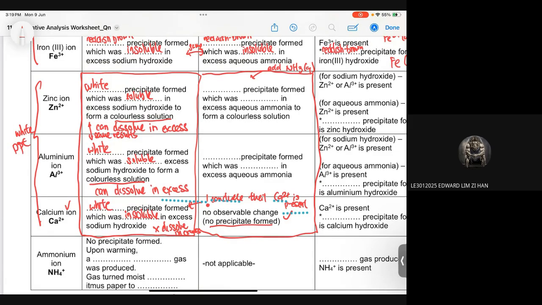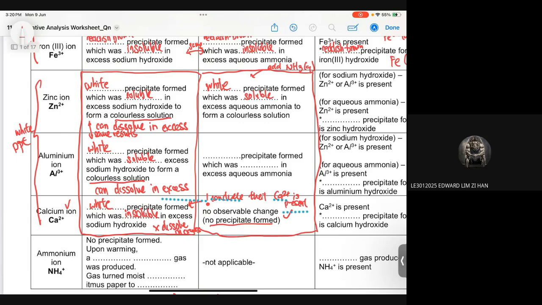Let's start from zinc. So for zinc ion, if I add aqueous ammonia, you're going to get a white precipitate formed. And this white precipitate is soluble in excess to give a colorless solution. So this one can dissolve in excess. So you realize for zinc, it is the same across both sodium hydroxide and aqueous ammonia.